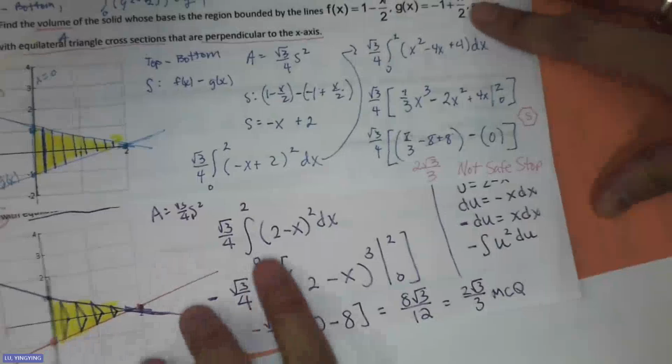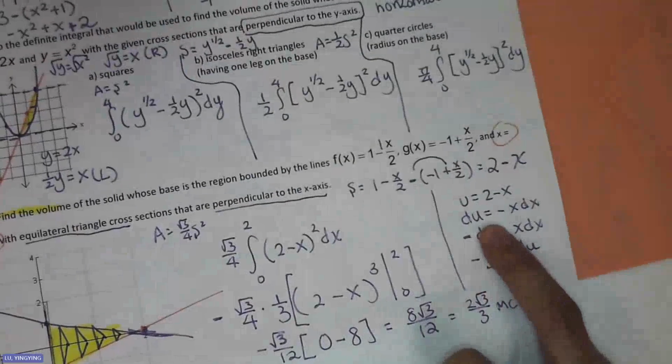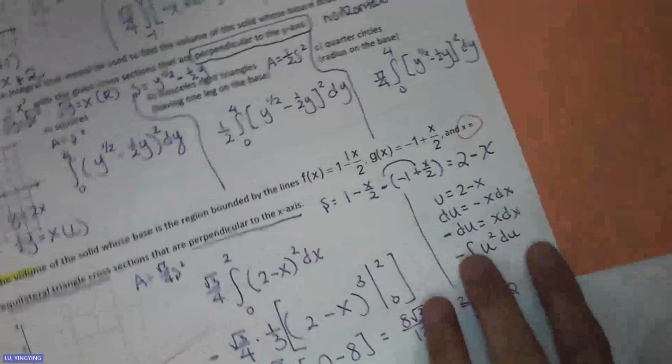But I have to warn you though, U sub doesn't work all the time. It only works if your du is a constant. That's supposed to be 1. Nobody reminded me.